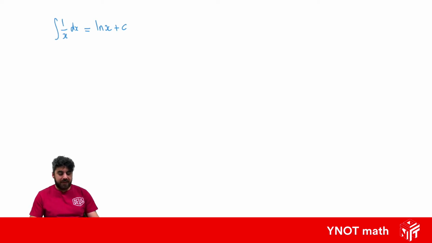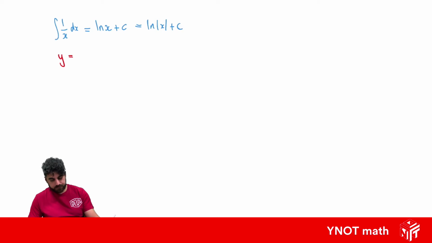But in fact, this is probably not 100% accurate, and you actually want it to equal the natural log of the absolute value of x plus a constant. And here we're going to have a look at why that's the case. So if we have y equals the natural log of x, we know if you differentiate this, dy/dx, we're just going to get 1 on x.